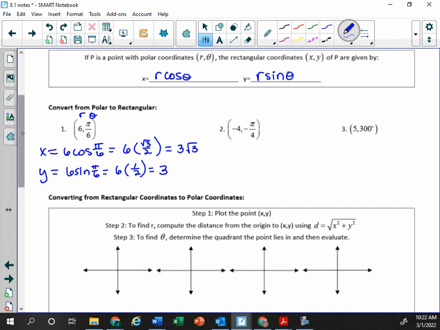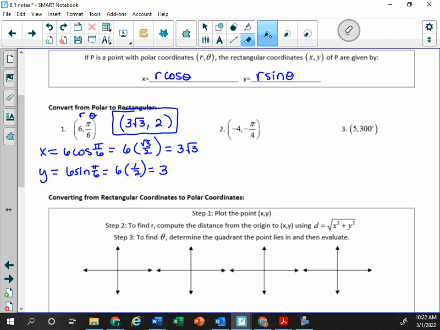So you've done the work, but don't leave your answer like this. I actually want you to put it in a rectangular ordered pair. So you would say your answer here is 3 root 3, comma, 3, not 2. Here, I'm laughing that we can't divide and I can't divide. There we go.